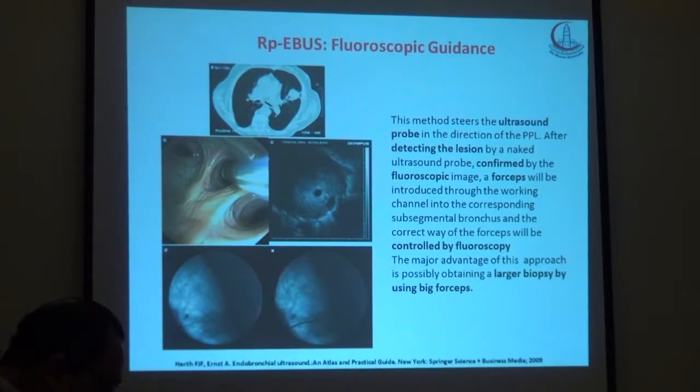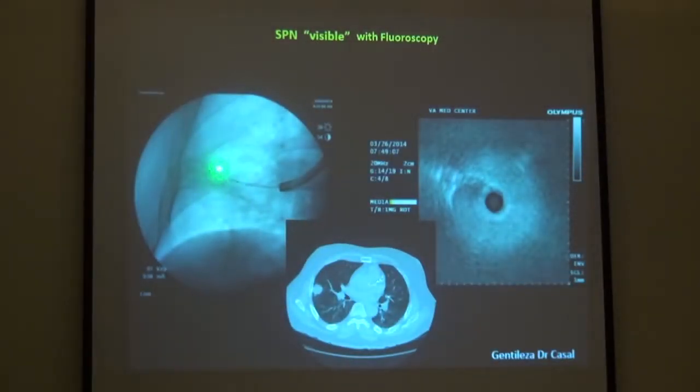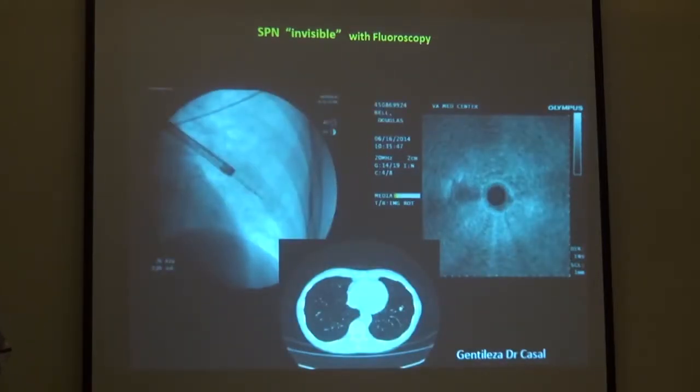زي ما قلت لكم، ممكن تستخدم الدايت شيز. ممكن تبقى الليجن باينة في الفلوروسكوبي، زي الحالة دي باينة في السونار وباينة في الفلوروسكوبي. وفي ناس بتشتغل من غير فلوروسكوبي لأن الليجن مش باينة أصلا في الفلوروسكوبي، باينة في السي تي وباينة في الألترا ساوند. فممكن كده وممكن كده.